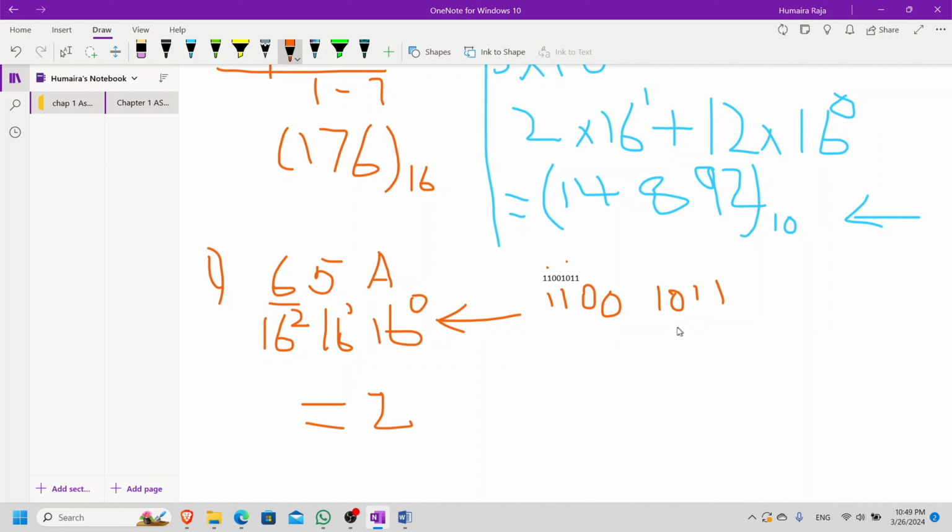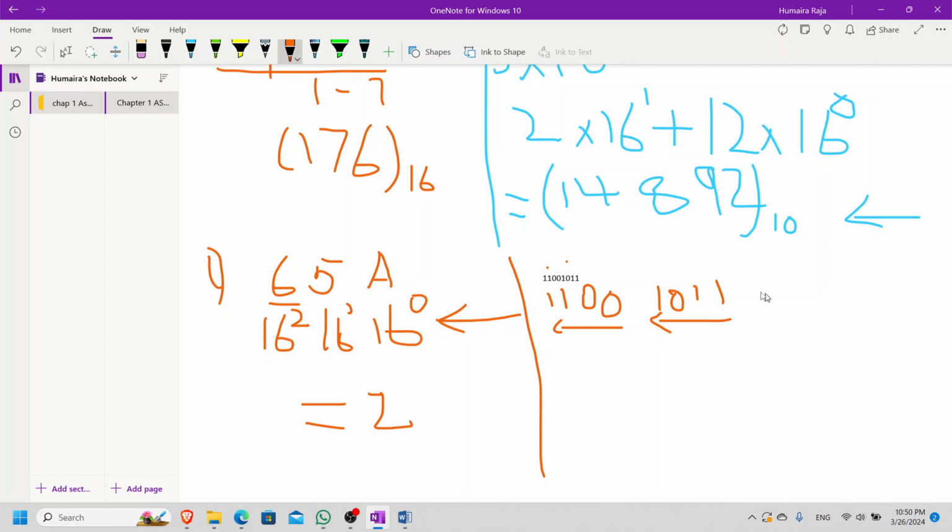11001011. Let's count the number of bits in this whole byte: 1, 2, 3, 4, 5, 6, 7, 8. So there are 8 bits, and you are supposed to convert to a hexadecimal number. What you will do is make groups of 4, starting from your right side toward the left side. In this way, I got 2 groups.